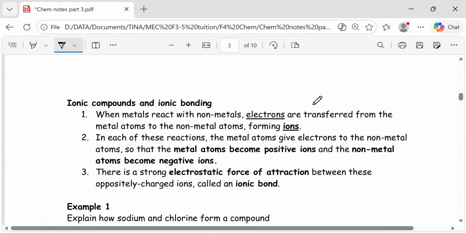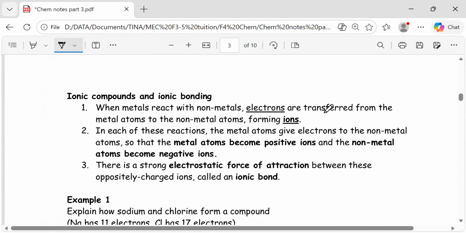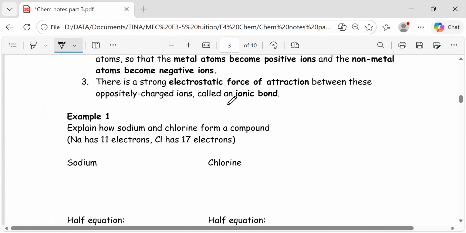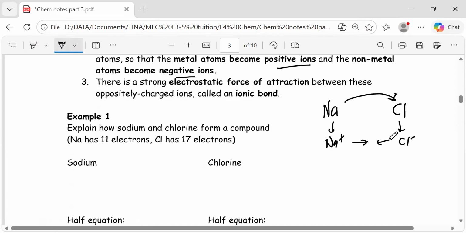When metals react with non-metals, electrons are transferred from the metal to the non-metal, forming ions. When there are positive and negative ions, the ions will be attracted to each other, and that forms electrostatic forces of attraction. So basically it's like this. I start with sodium, you start with chlorine. I give you one, you take one. I become positive, you become negative. Then you thought, oh, now we're all happy, bye-bye. But cannot. Why? Because they cannot leave each other, they're attracted by electrostatic forces of attraction.